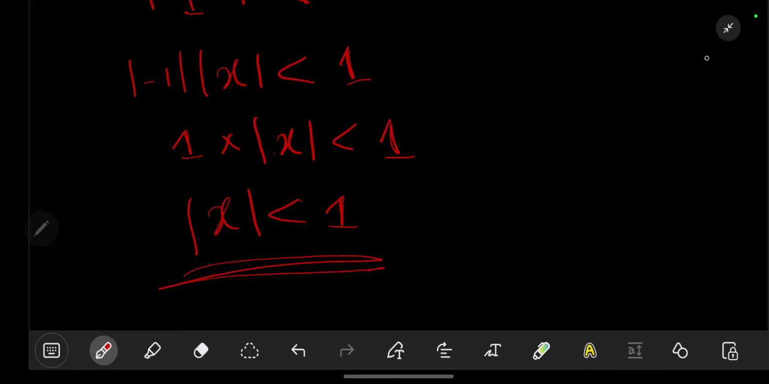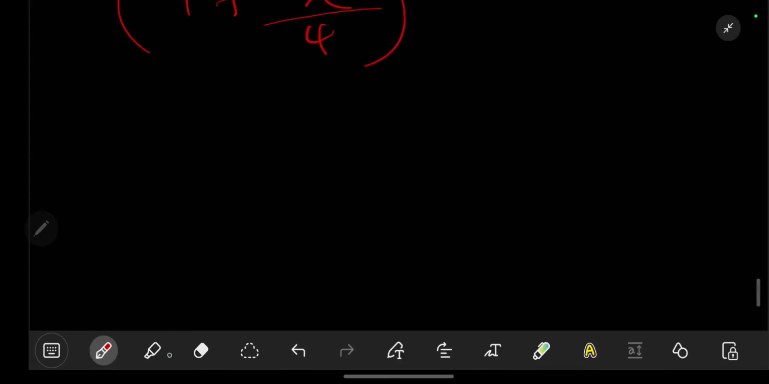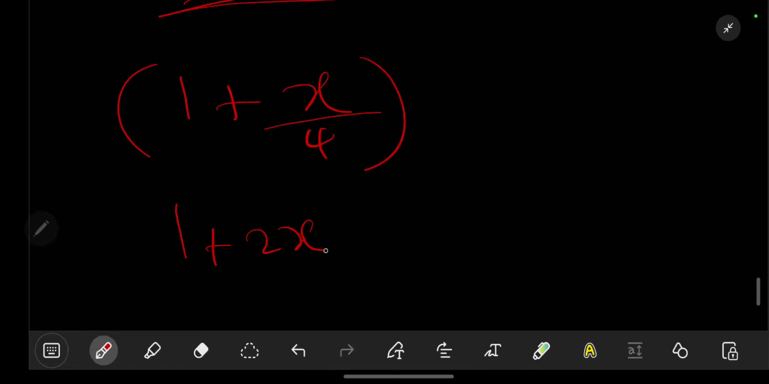Let's look at another one. So remember, this only works if you have 1 plus whatever. X could be anything. X could be 1 plus 2x, but here you just have to have 1. So now let's see how it works when you do not have a 1 there. So what are you supposed to do? So let's do this one.